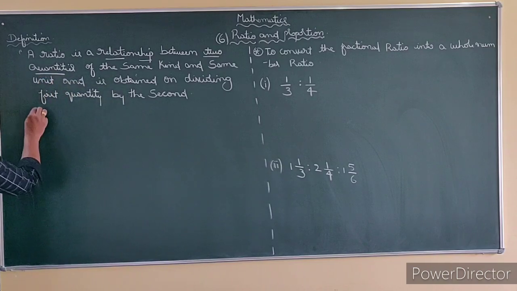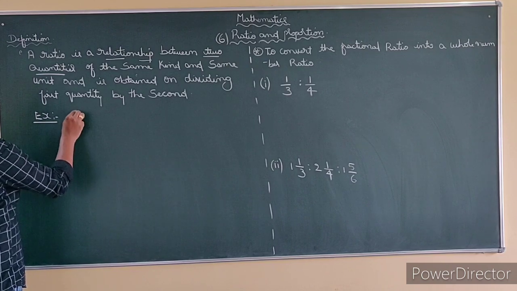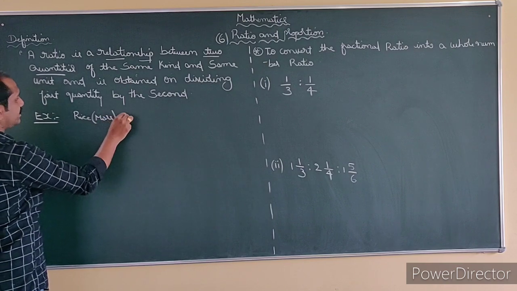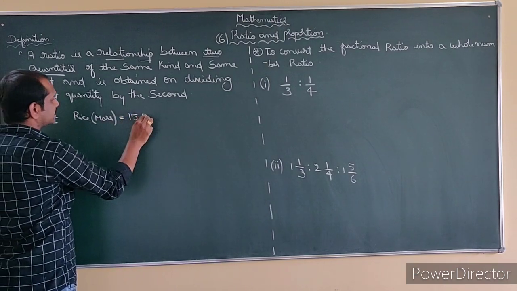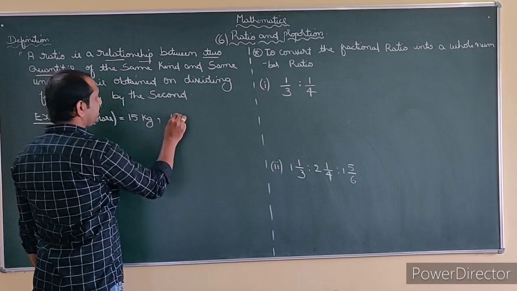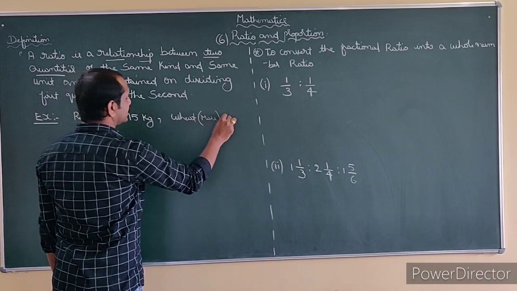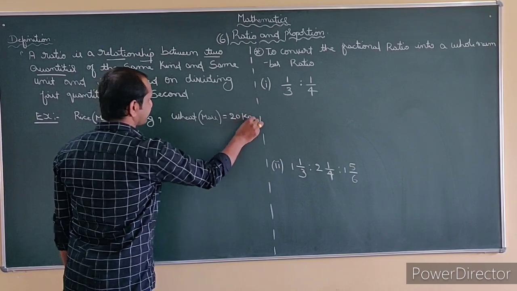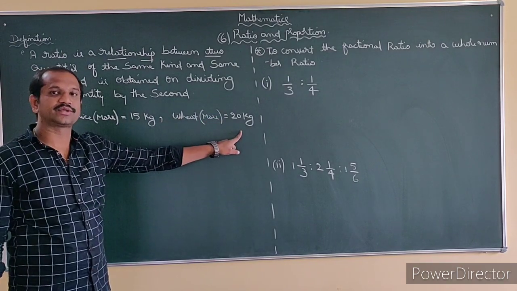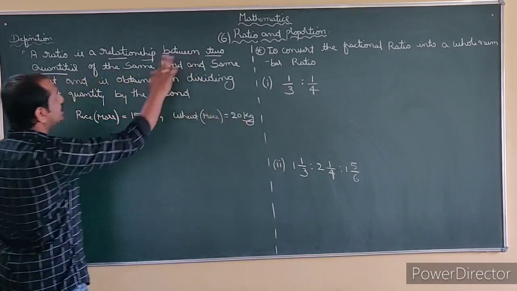See, I will explain it with an example. Weight of the rice, or mass, if you consider, in physics also you will be doing. Mass of the rice is 15 kg. Then what about wheat? Mass of the wheat is 20 kg. Understood? You know what the unit is here? The unit is kg.